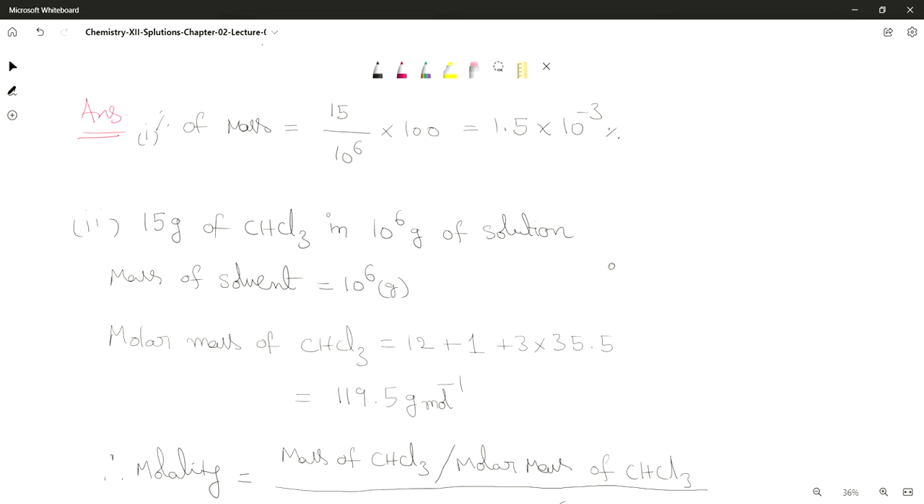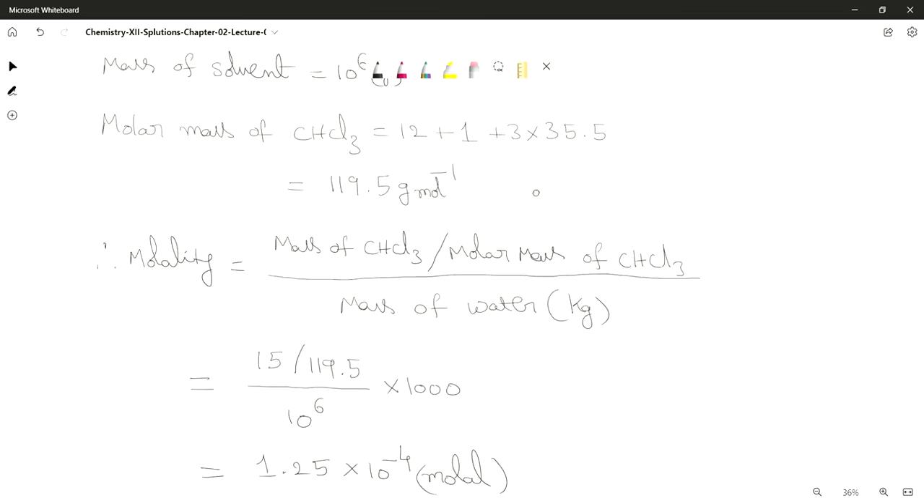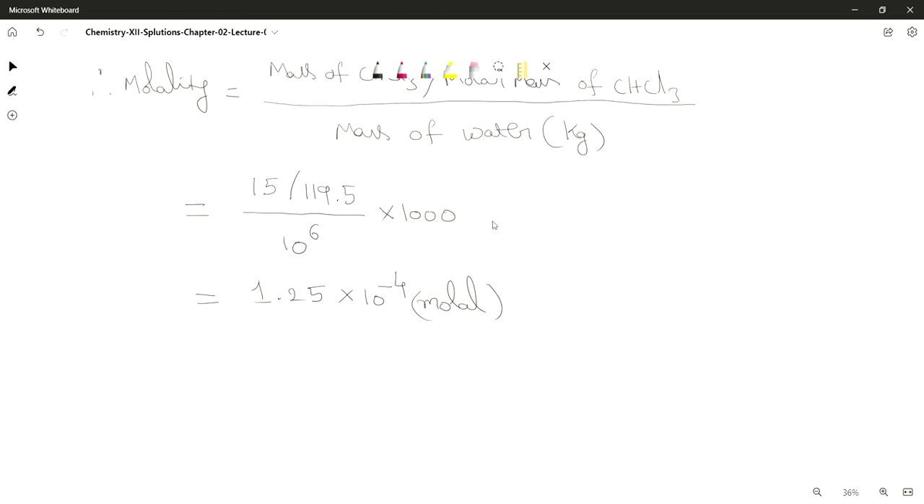And the mass of the solvent is 10 power 6 grams. And the molar mass of CHCl3 is 12 for carbon, 1 for hydrogen, and 35.5 for the chlorine, and you get 119.5 gram per mole. Okay, so molality is mass of CHCl3 divided by molar mass of CHCl3 divided by mass of water in kg. That is the mass of solvent. So here 15 by 119.5 divided by 10 power 6, multiplied by 1000. So 1.25 into 10 power minus 4 molal.